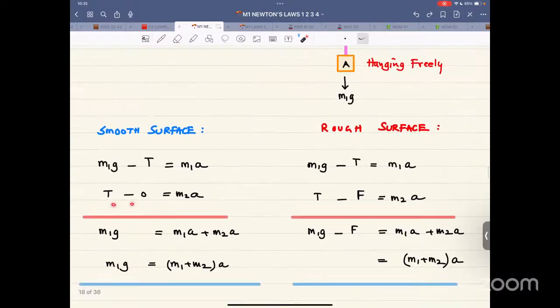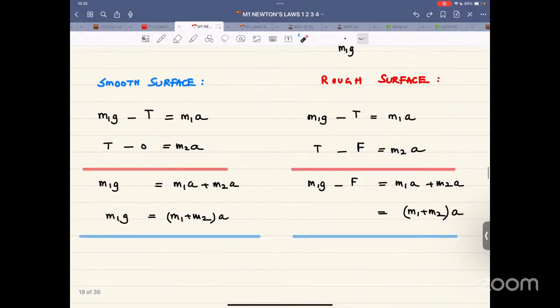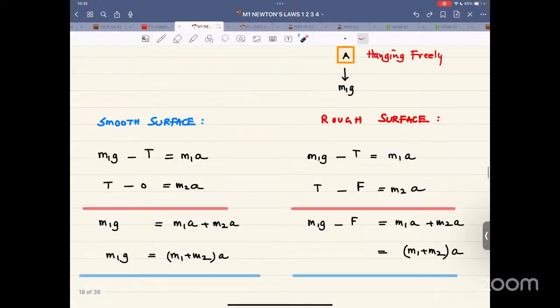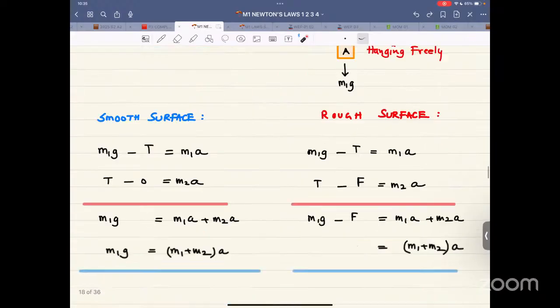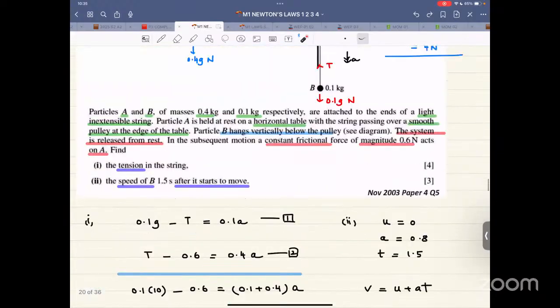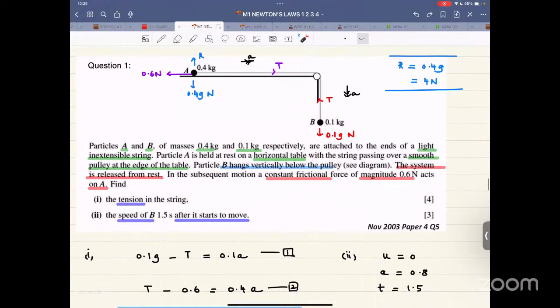So T minus 0 is equal to m2a. When I add these two equations, the T cancels out. m1g is (m1 plus m2) into a. If it's a rough surface, T minus F is m2a. That F could be a constant resistive force. That F could be F max as mu R. Something like this. Have a good look at this question.